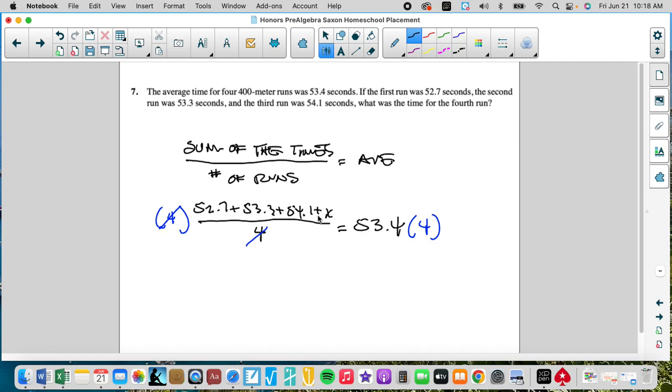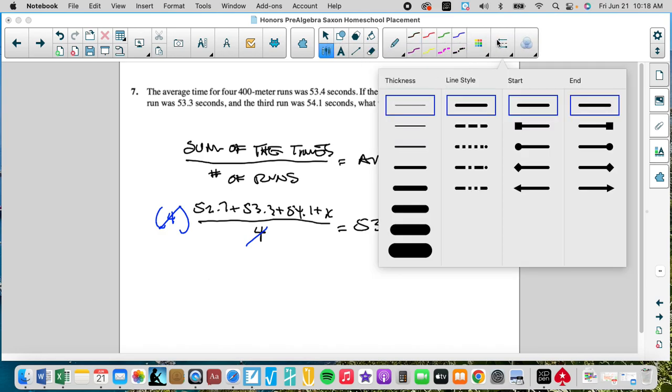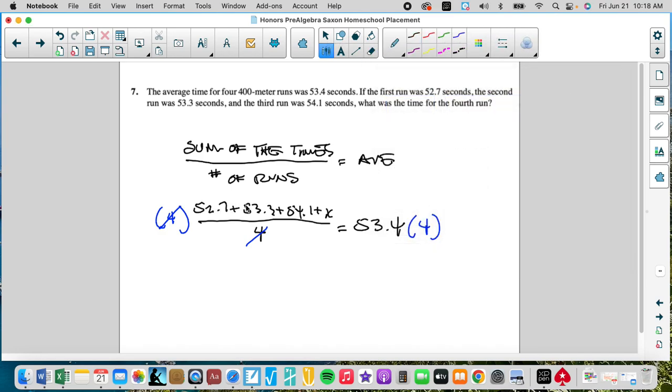And it leaves me with these 3 times plus my unknown. If we add those 3 times, we get 100. Ooh, that's really thick writing. I don't like how thick that is. So if we add 52.7, 53.3, 54.1, we get 160.1 plus x equals, and 53.4 times 4 gives me 213.6.